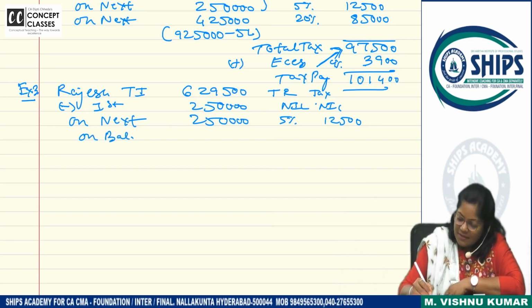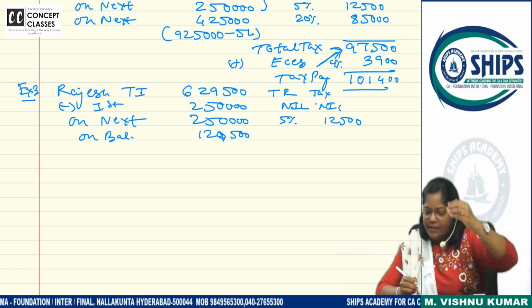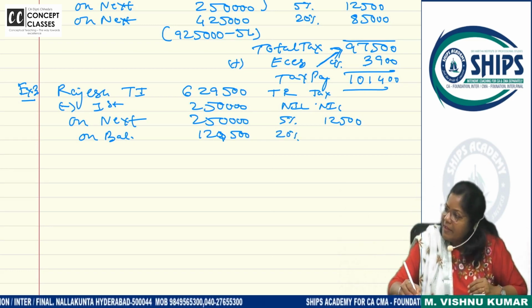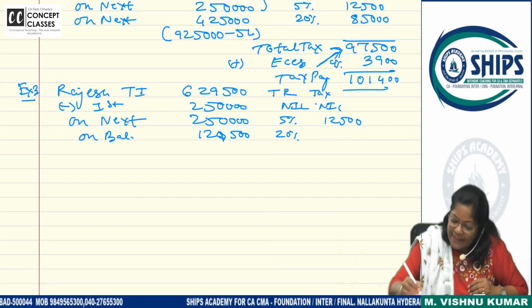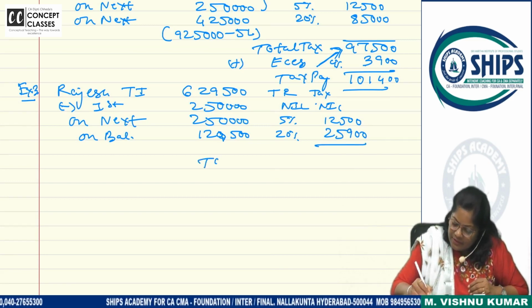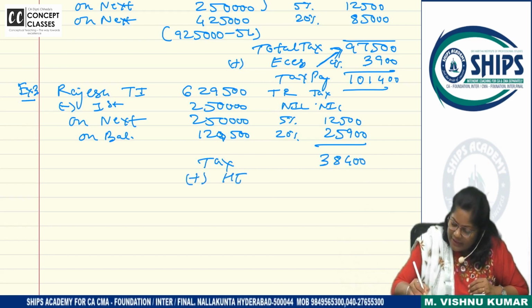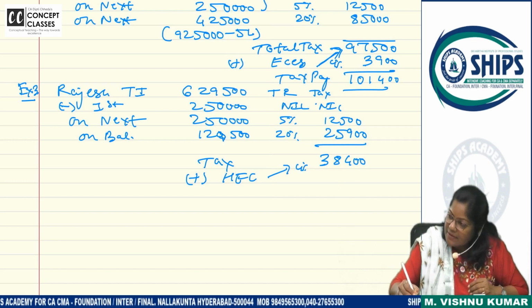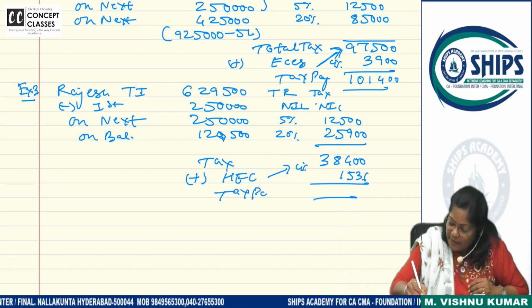On the balance 1,29,500, which is over and above 5 lakh, directly how much? 20%. 25,000. All right. 38,400. On that, he says 4% cess is 36. So what is the tax payable?